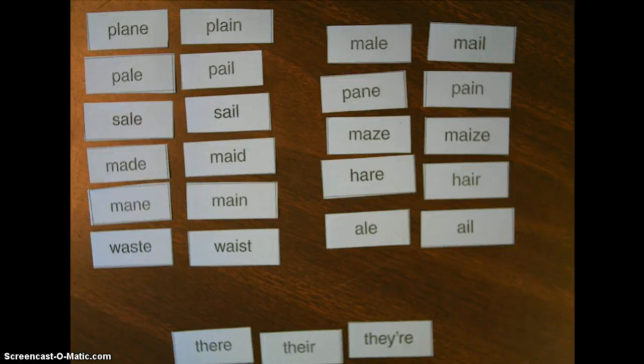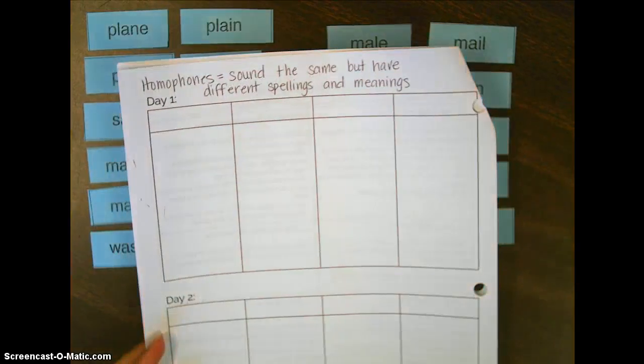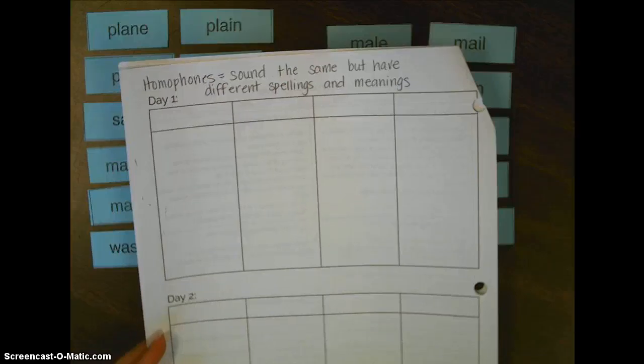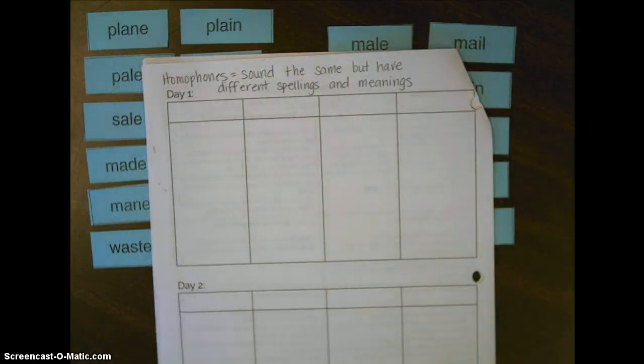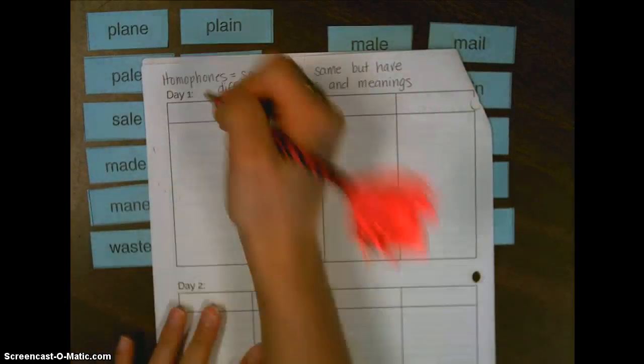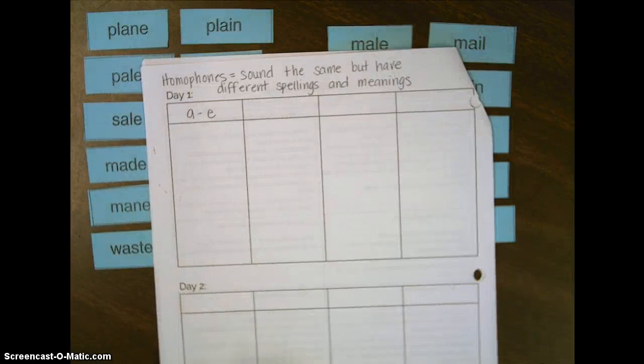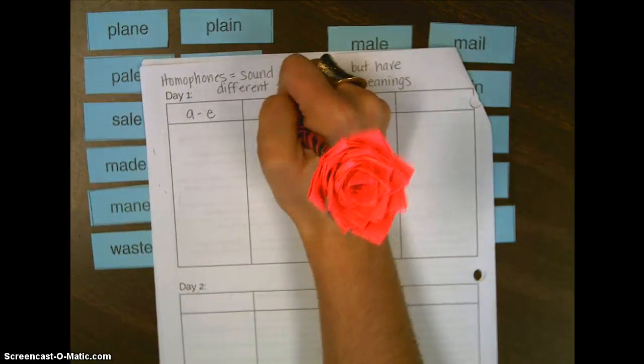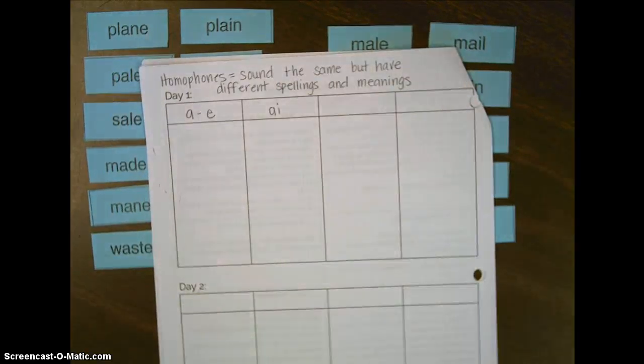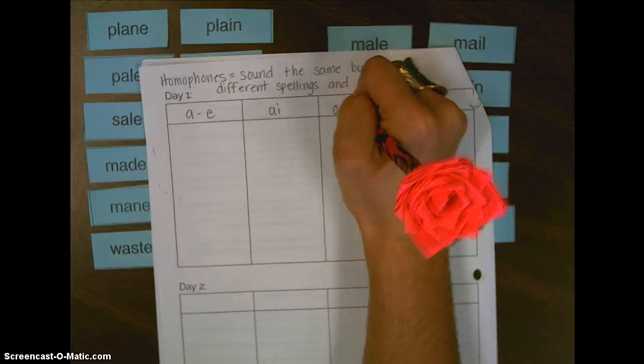Next, I'd like you to go ahead and write your words in day 1 of your spelling packet. But before you start writing your words, at the top of your list, I'd like you to write homophones. They sound the same but have different spellings and meanings. You'll also notice that you don't have header cards this week. So in the first column, let's do the A, E pattern words. In the second column, the A, I pattern words, and in the third column we'll write oddball.